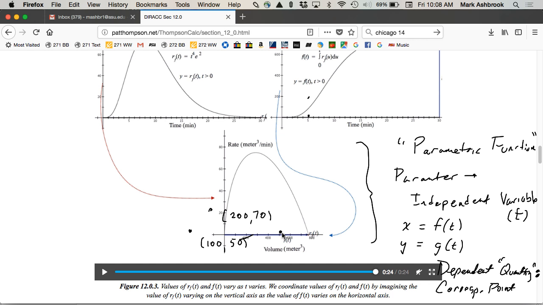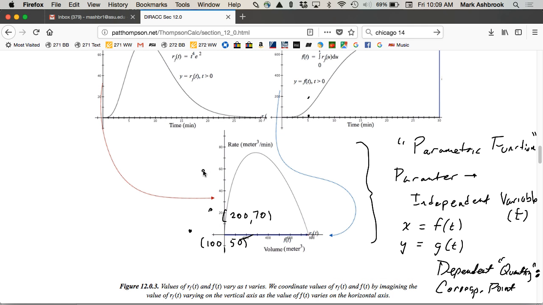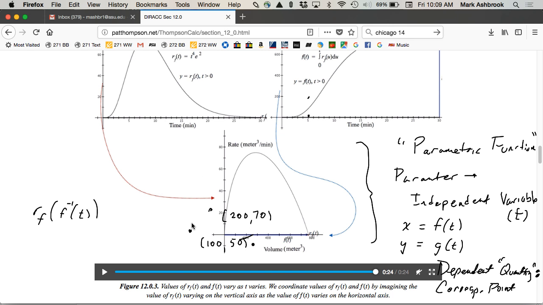Right, but in doing it as a composition of functions, it wouldn't be a parametric function. It'd be a composition. So what he's saying is we could do r sub f of f inverse. Is this right? Well, it would be the same. It would be the same function.